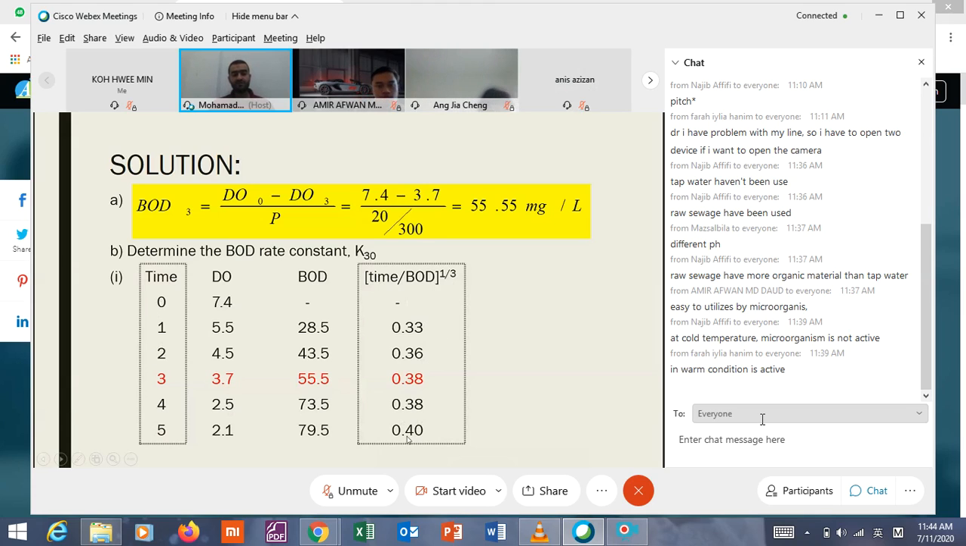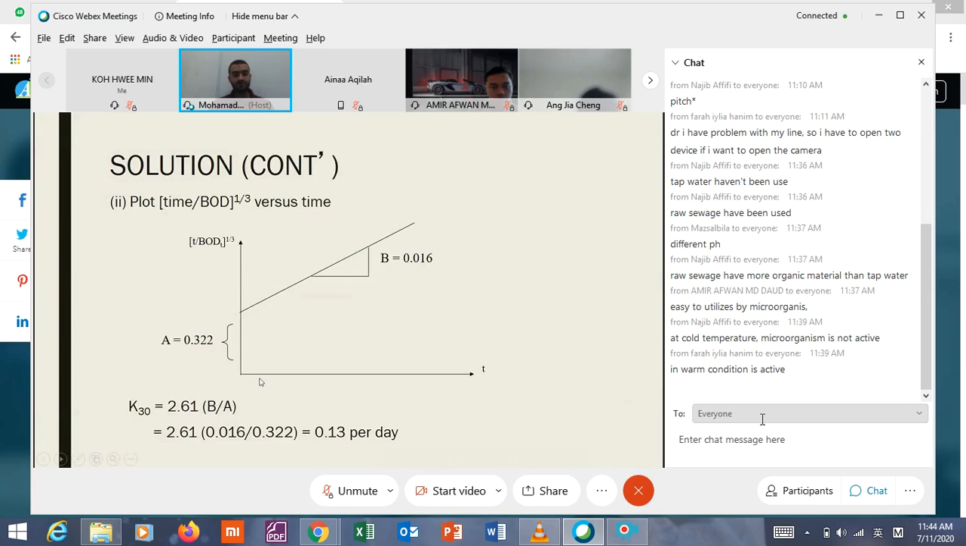We have the time, we have this term here, so we can plot on the x-axis and y-axis. After plotting, we will have something like this. Of course, we will have dots, for example a dot, dot, dot, dot. And then you can draw a trend line between those dots.